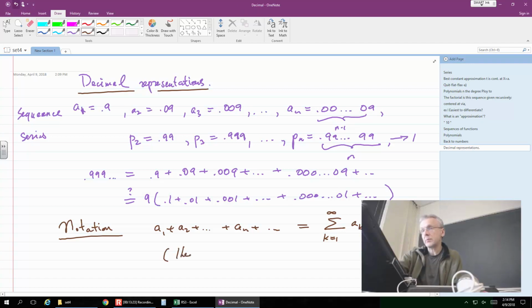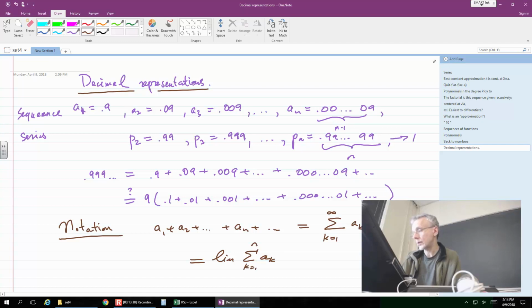Let me write out what the meaning of this is. Behind this notation is the limit of the sum of a_k, k from 1 to n. These are partial sums. In other words, the summation goes up to n, which creates a new sequence, and then the limit of that sequence is taken, if it exists.